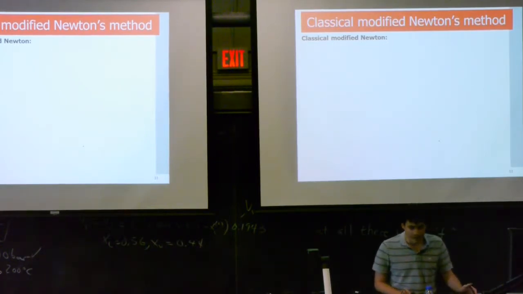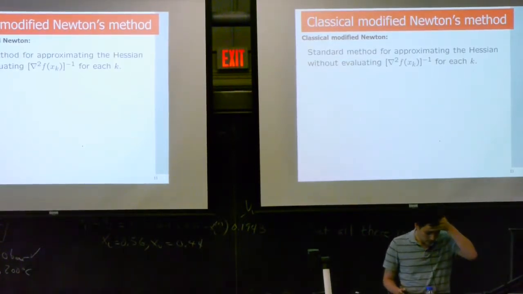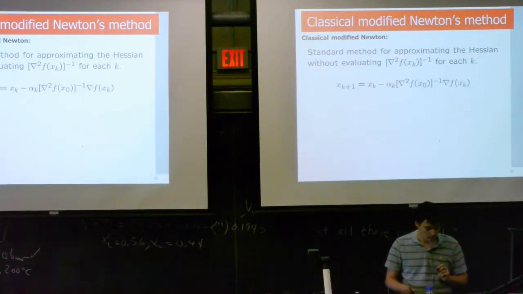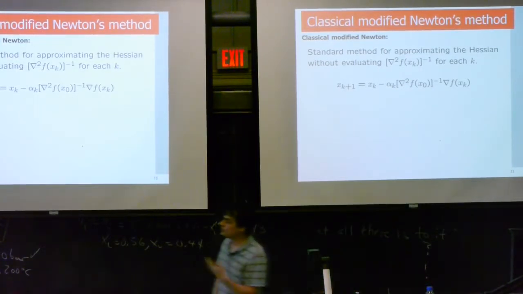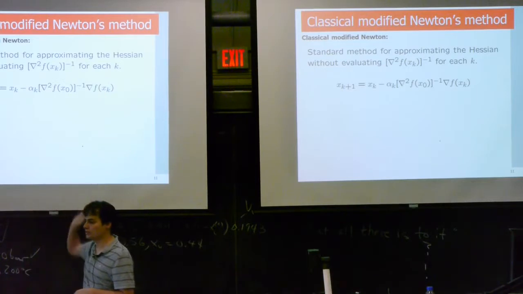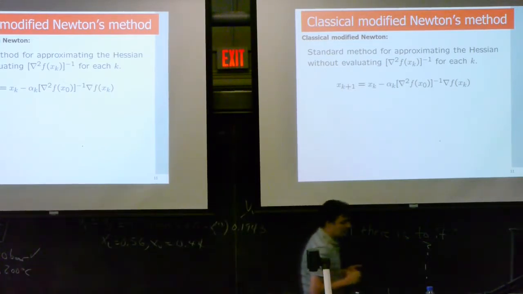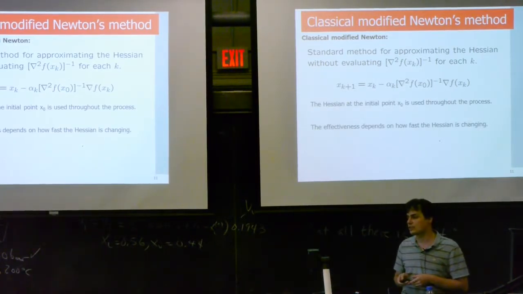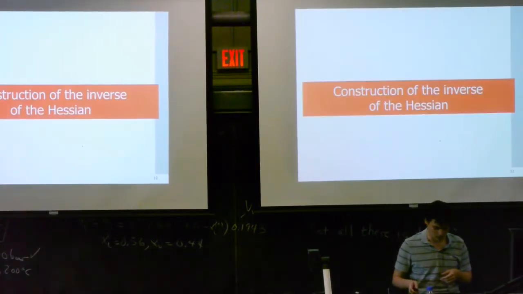Okay, there's another modified Newton's method called the classical modified Newton method, where instead of approximating the Hessian matrix at each k, you just do something very simple. You approximate it at x naught and use that for the rest of your life. And people really do that. And of course, how good this approximation is depends on how the Hessian is changing during your process.